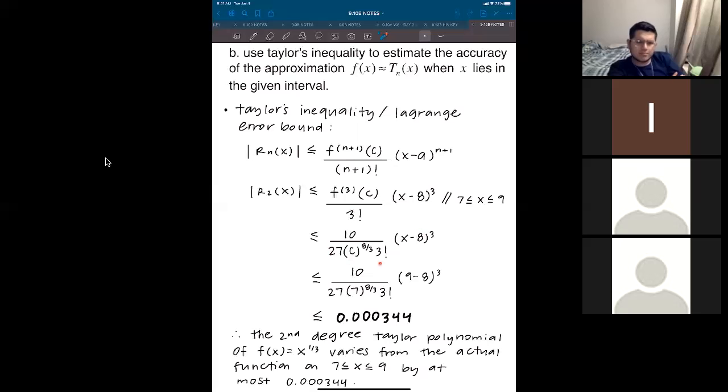And you're trying to maximize error. So we talked about this a lot yesterday. This is in the denominator, so to maximize, you use the smaller number. This is in the numerator, so to maximize, you use the larger number. So that's why we plugged in 7 on the bottom, but 9 on top. Straight to the calculator, you get this.